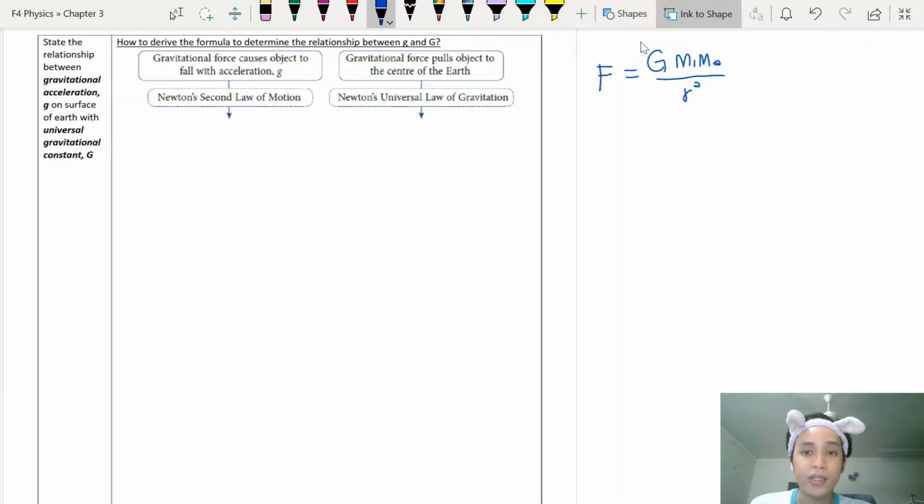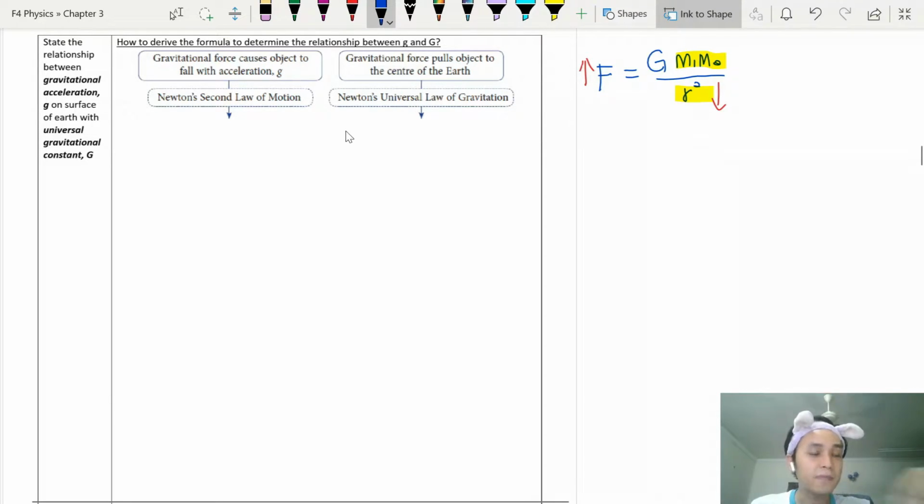Two factors affect the gravitational force, which are your mass and also your radius or your distance. Remember, when your mass increases, your gravitational force increases. When your mass decreases, based on the mathematical equation, the force will decrease. So that is the first part of the gravitational force.